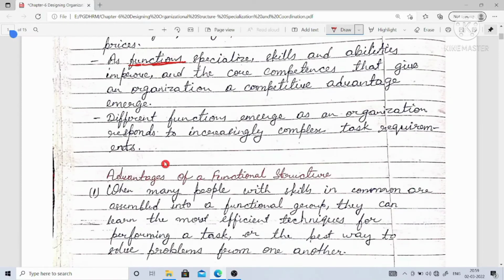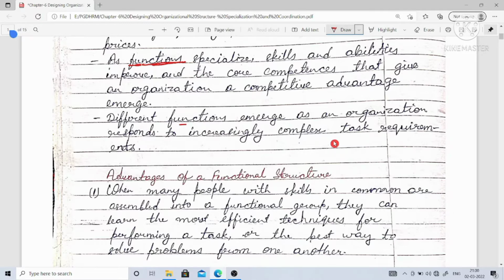Different functions emerge as an organization responds to increasingly complex task requirements. So we group different tasks into functions to increase the efficiency of the organization, and different functions emerge as the organization responds to this. So many different complex task requirements are there, and those complex task requirements cause different functions to emerge.